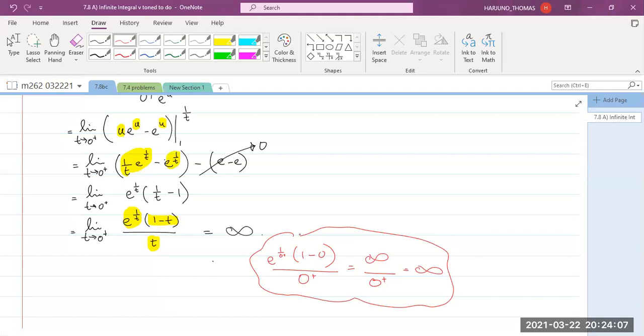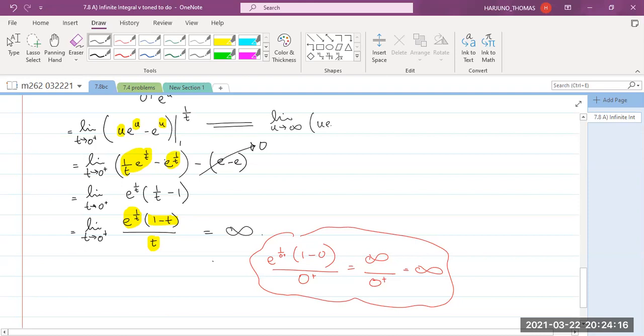You know what? My life will be a lot easier if I do this. This is equal to the limit as u goes to infinity of u e to the u minus e to the u. I basically replace t with 1 over t, and if t goes to 0, then 1 over t goes to infinity. So this is the limit as u goes to infinity of e to the u times (u minus 1). Then it becomes clear that it is infinity. This is infinity times infinity. I think that's a better route.